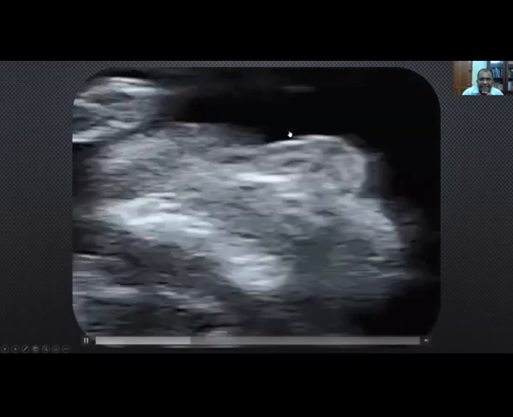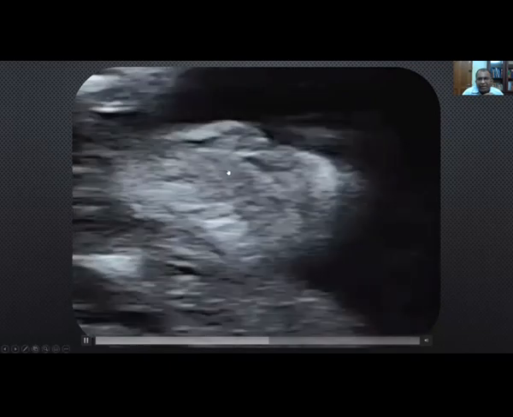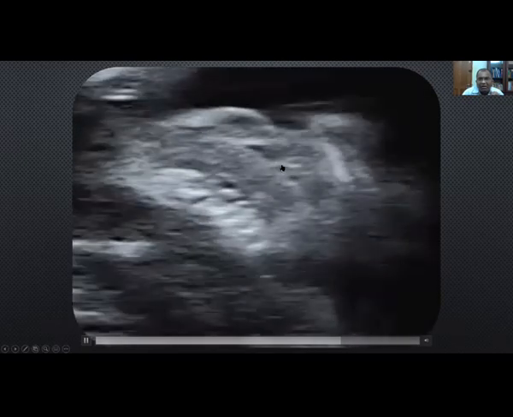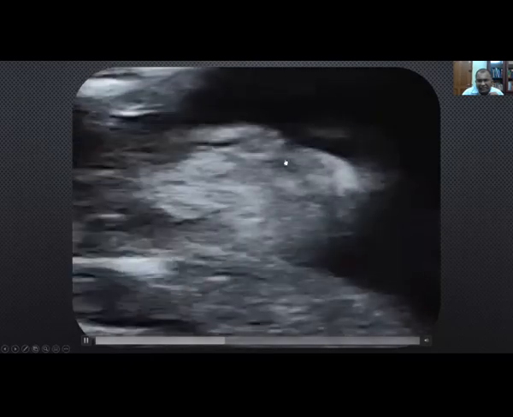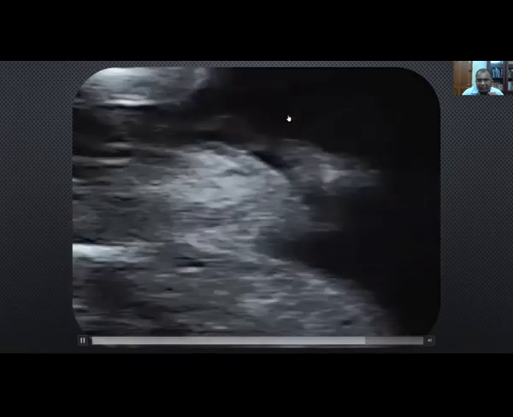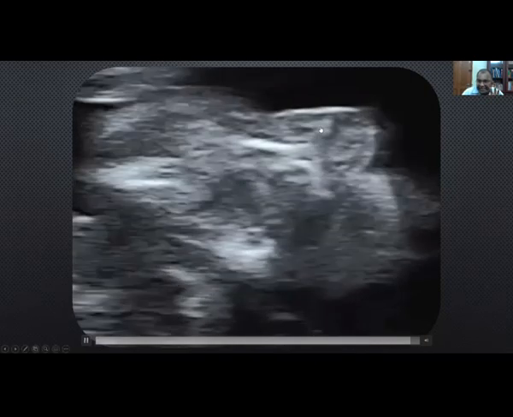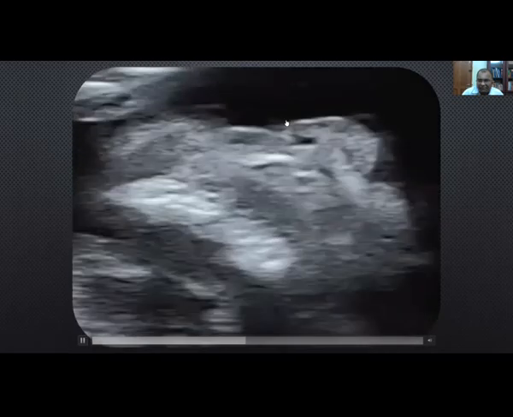Now this is an example of an incomplete cleft. As you can see over here, there is a deficiency. This is the video that I showed earlier. It's a cleft over here, but the nostrils appear spared. The shape and symmetry of the nostrils are the same.